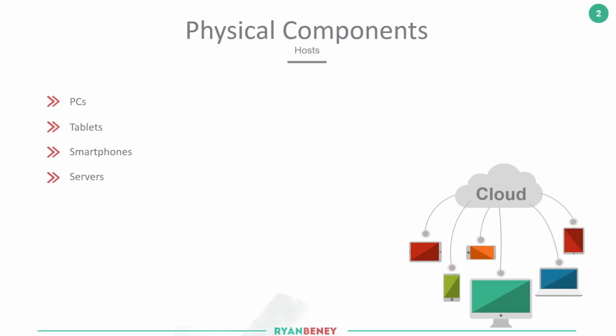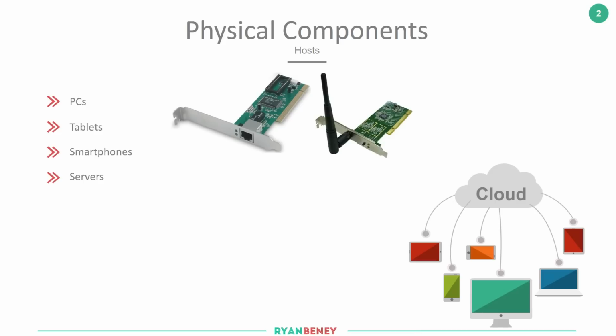NIC cards come in different forms depending on the host. These two NICs here are actually NICs which go into a PC. On the left we have a wired NIC, and on the right we have a wireless NIC. Your mobile phones, your smart devices, tablets and TVs, etc. will all have NICs in them. If a device connects to a network, to your home Wi-Fi or whatever that may be, it will have a NIC. A NIC stands for Network Interface Card.